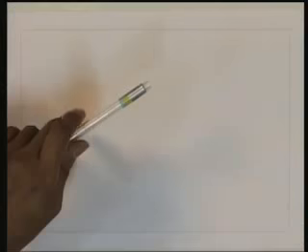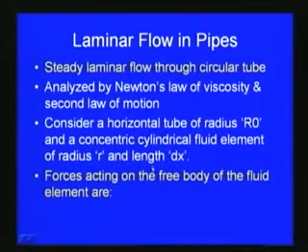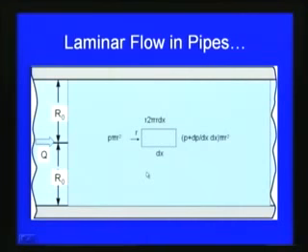So, if you consider a simple tube like this, a horizontal tube of radius r 0 and a concentric cylindrical fluid element of radius r and length dx, we look at the forces acting on the free body of the fluid element. This is the case we consider, and this is the pipe.